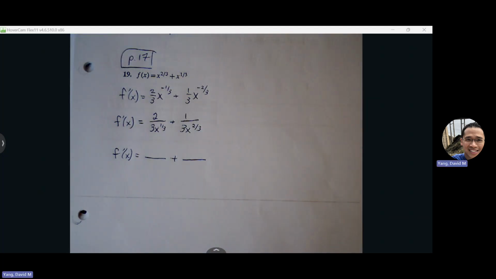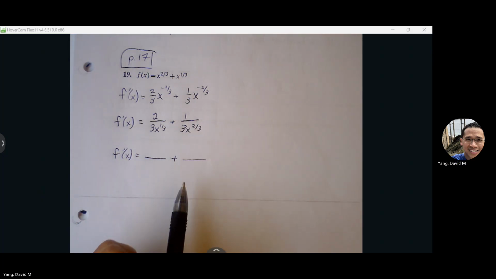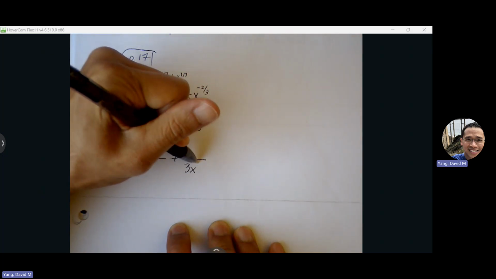Okay, what's a common denominator that's large enough for both of them to multiply into? Between these two, which one is larger? 2/3. Yeah, this is good enough to be the common denominator because we can find something to multiply this to get to that. So our common denominator is going to be 3x to the 2/3.